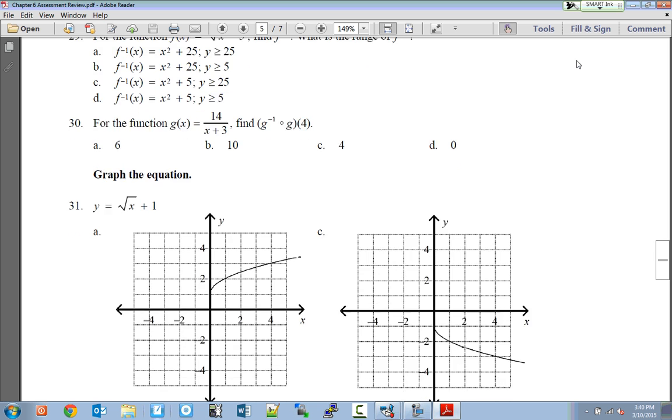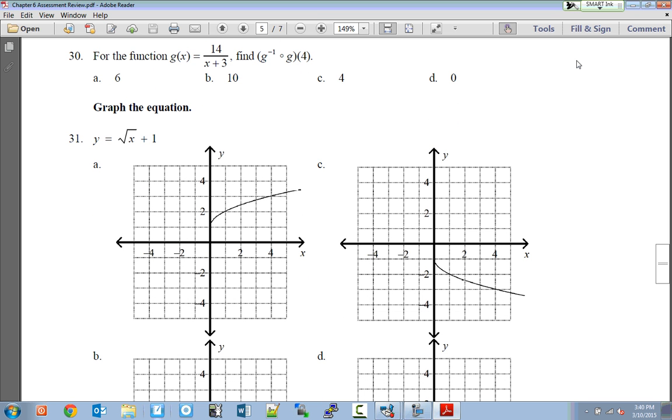Number 30. I'm going to show you two different ways to do this one as well. I'm going to show you the long way first, then I'm going to show you the easy way. So we want to take the inverse and evaluate it at the actual function. So the first thing we need to do here is get the inverse. So we have y equals 14 over x plus 3. So flip x and y, so I'm just going to erase them.